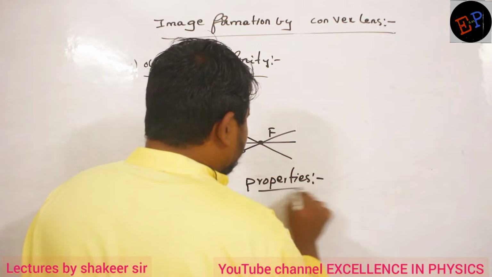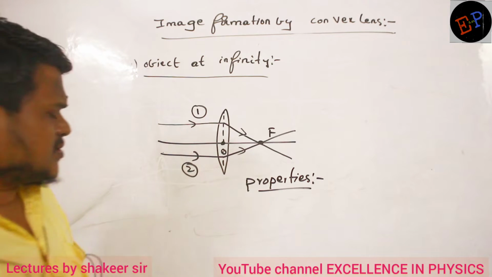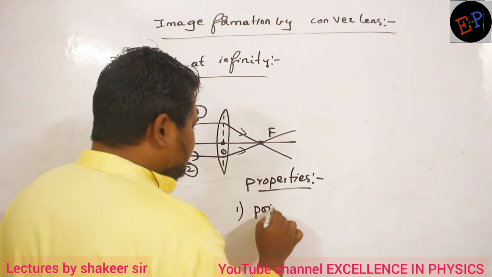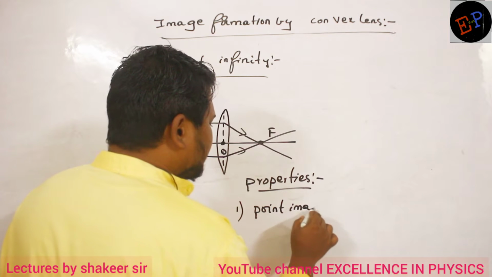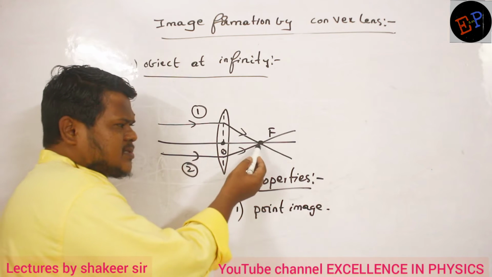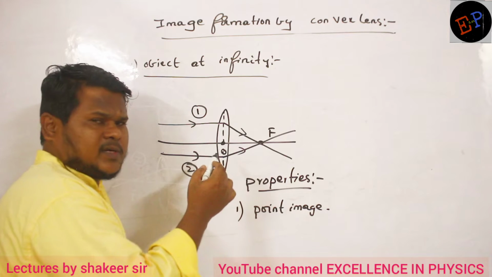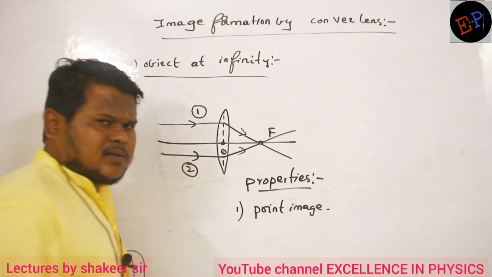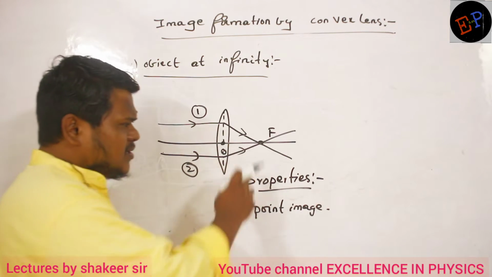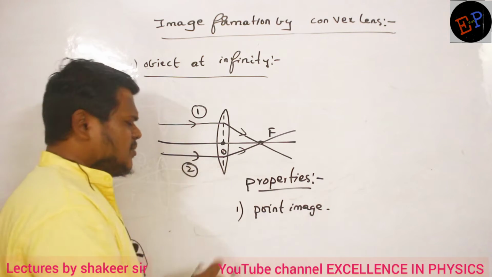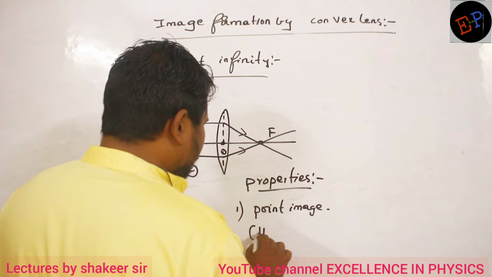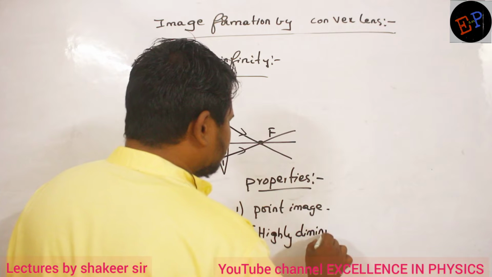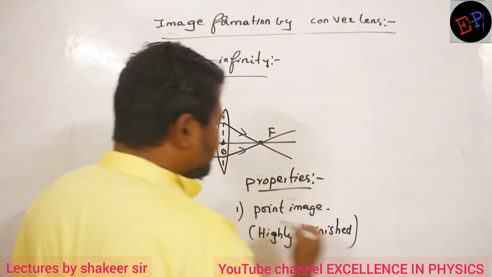Properties. So, what kind of properties will the image have? Clear? The first one is that this is a point image. Why is this a point image? Because the size of the image is very small. If there were an extension, then you could say there is some size to this image, but definitely this is a point image, a very small image, or you can call it a highly diminished image.